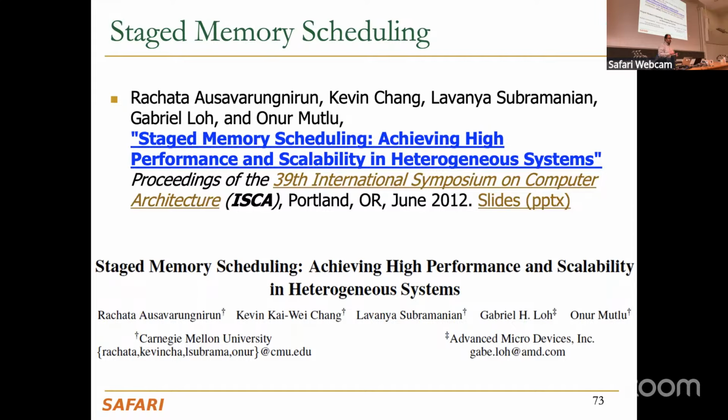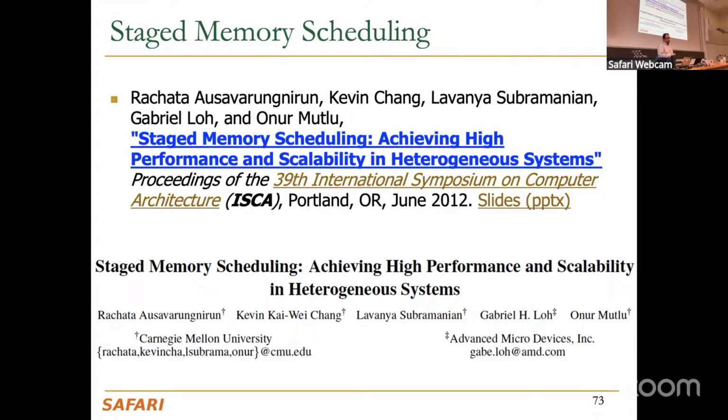Now the problem is that the nature of accesses from the GPU and CPU are very different. CPU accesses are much less frequent, because your parallelism is limited. And also CPU applications are usually latency sensitive. So it's very important to address the CPU requests faster to keep the core running.